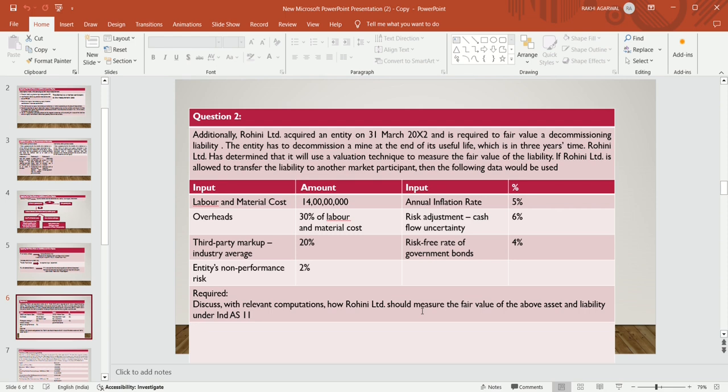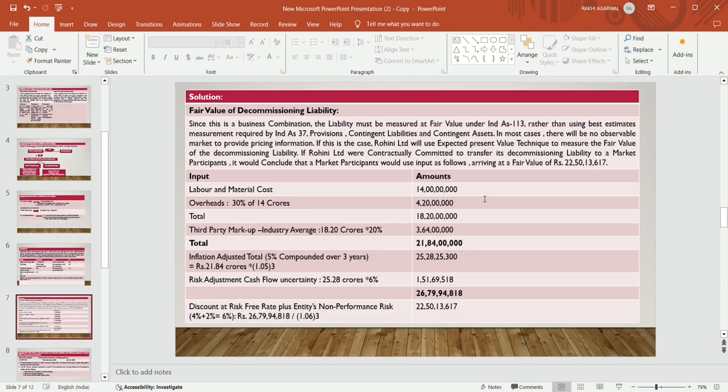Labor and material, that is 14 crores. This is the question. Labor and material of 14 crores. Annual inflation rate is 5%. Overhead is 30% of labor and material cost. Risk adjustment for cash flow uncertainty is 6%. Third party markup, industry average, is 20%. Risk free rate of government bond is 4%. Entity's non-performance risk is 2%. Now we have to discuss, with the relevant computation, how Rohini Limited should measure the fair value of the above assets and liabilities under Ind AS 113, how they will measure.